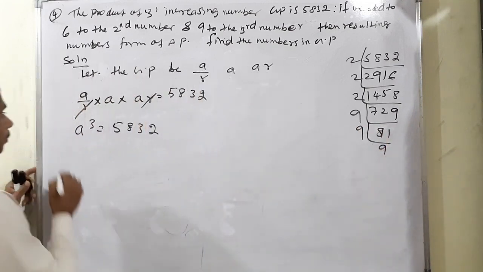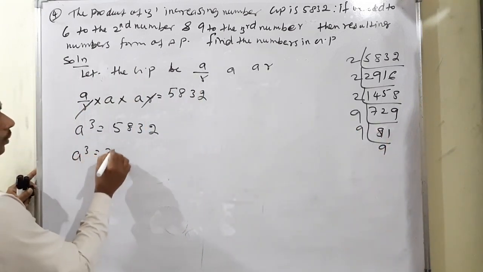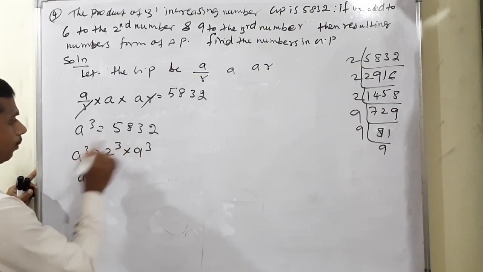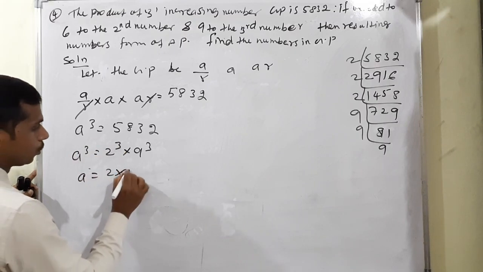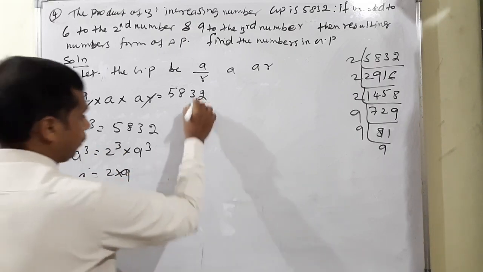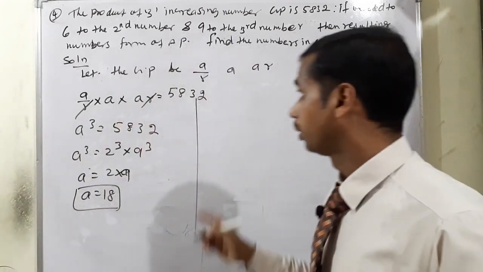Therefore, A cube is equal to 2 cube into 9 cube. The cubes will be cancelled, which means A is equal to 2 into 9. The first number A is equal to 18. After getting the A value, we equate the middle term.